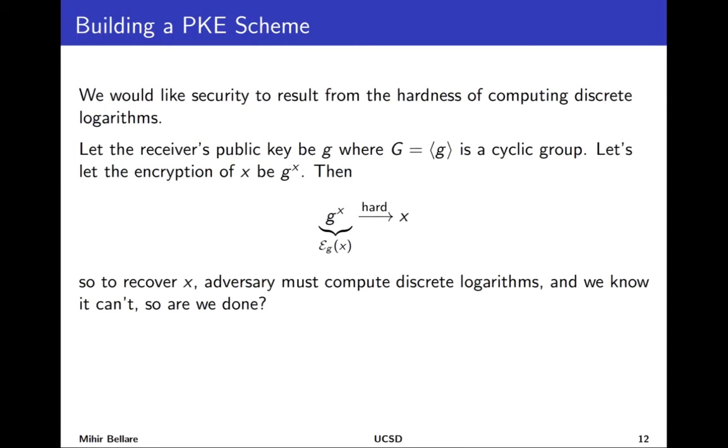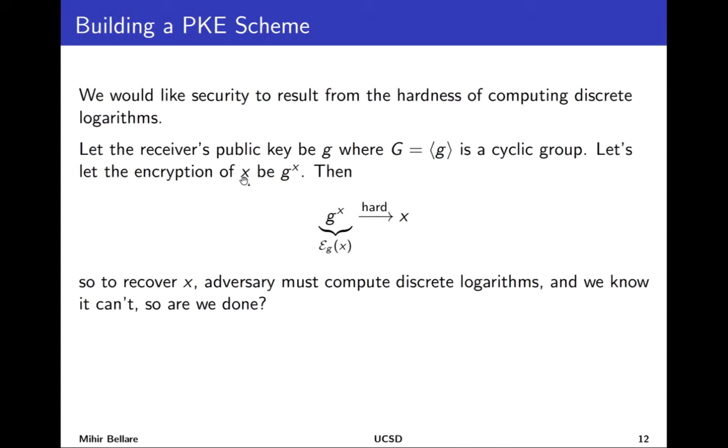Now, since the discrete log problem is assumed hard, the way we expect to leverage this is that the adversary's task in violating security of encryption should somehow come down to computing discrete logs. So that would tell us that this adversary is unlikely to violate the security of the encryption. So here's a natural way to set it up.